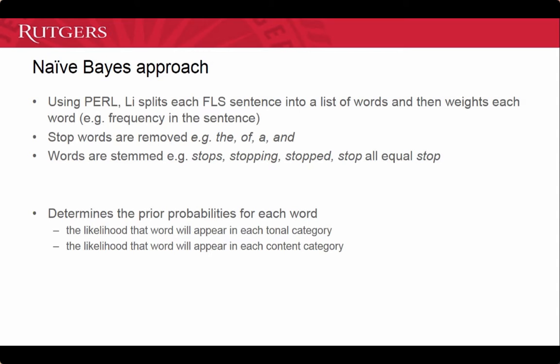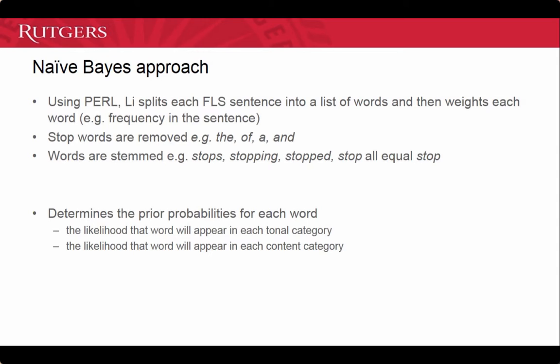In these 30,000 sentences, he looks at the likelihood that a word will appear in a positive sentence or a negative sentence. They've all been classified as either positive or negative.